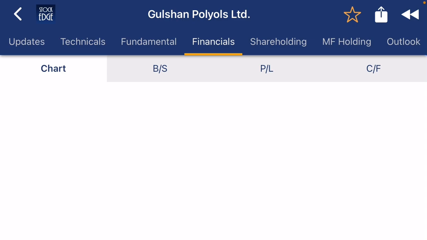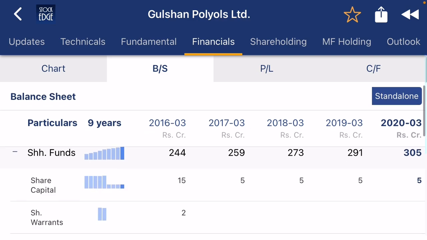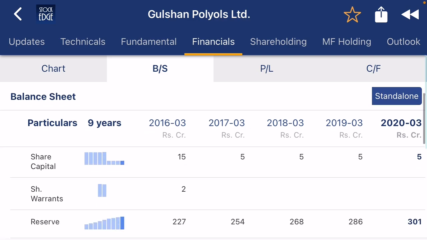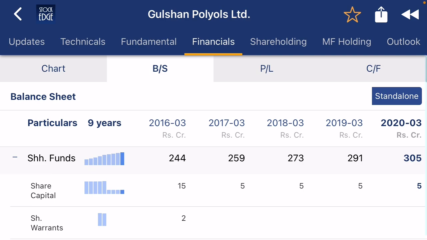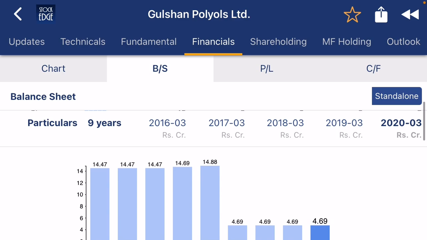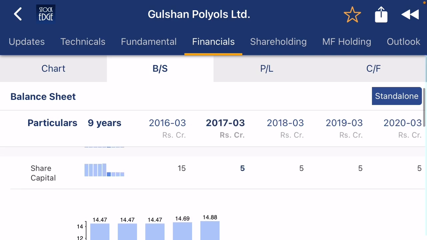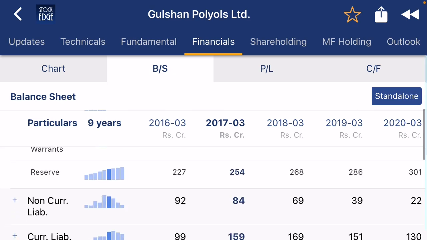Now go into the balance sheet here. You can see the company's shareholding. Oh wow, what a company! What a good sign. Every investor wants to see this kind of situation. Equity capital was 14.47, then 14.69, then 14.18, and suddenly 14.69, and after that the company never diluted its equity capital. What a solid company. Everybody wants to see this kind of situation in Gulshan Polyols.